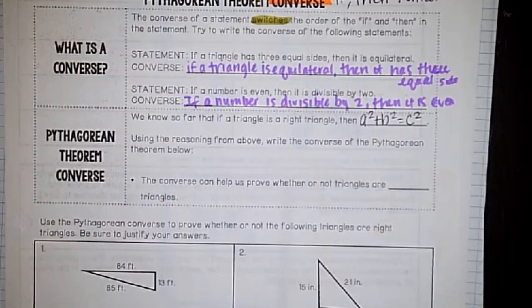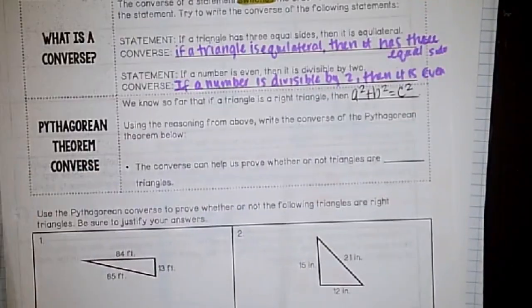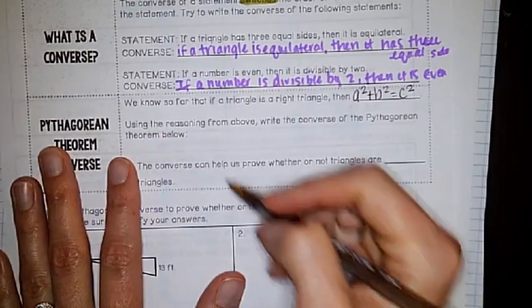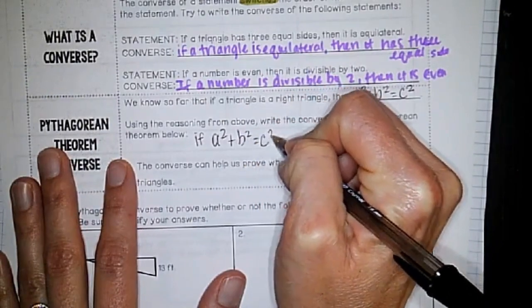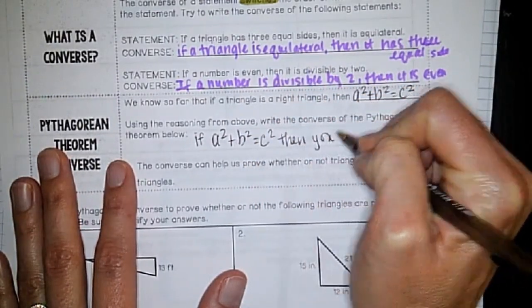Keep going. So you're on the right track. Okay, so your statement should be, if a squared plus b squared equals c squared, then you have a right triangle.